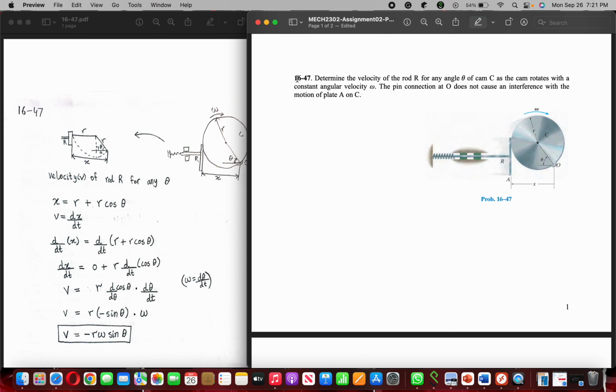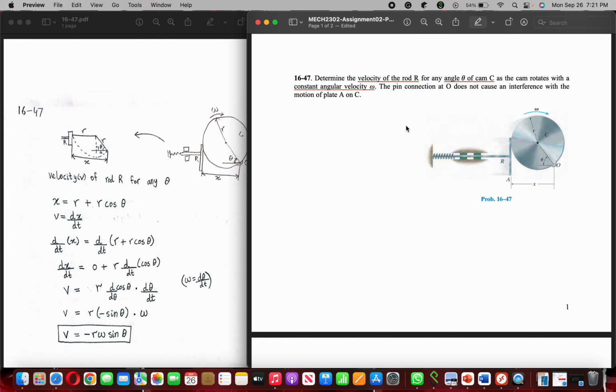Question 1647 says: determine the velocity of the rod R for any angle theta of cam C as the cam rotates with a constant angular velocity. The pin connection at O does not cause an interference with the motion of plate A on C.